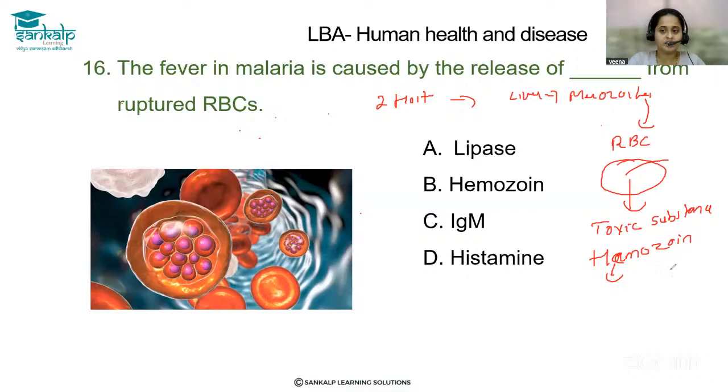That is the toxic substance released from the RBC cell. So the correct answer is option B, that is hemozoin. Not lipase, it is an enzyme. IgM is an antibody, so that is also not correct. Histamine is a chemical released during an allergic reaction. So the correct answer is hemozoin, which gets released from the ruptured RBC in case of malarial fever.